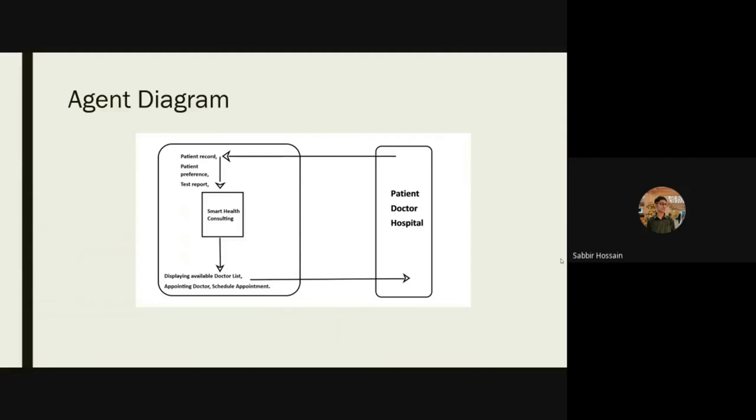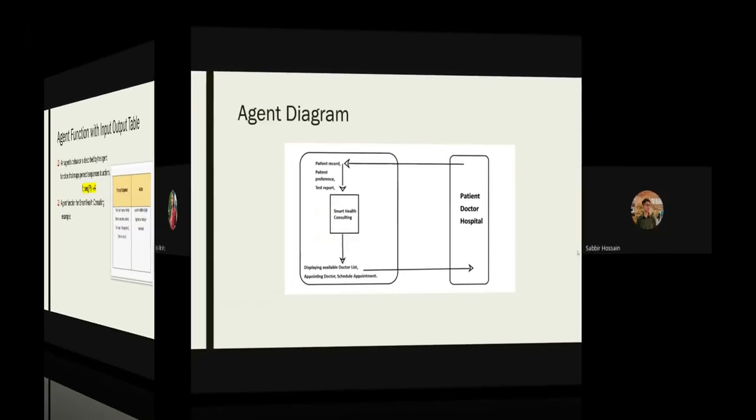Now let's move on to the sensor part. Sensor part: patient record, patient preference and test report. Here in our another part, action: display available doctor list, appointing doctor, schedule appointment. That's all. More information will give you next group member Sajia.